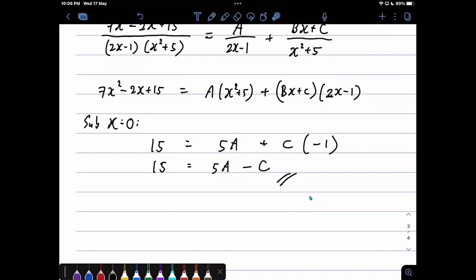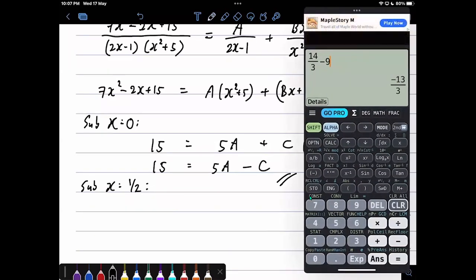Can we solve for A? Can we solve for C? Not yet. No. So we need another equation, right? That can help us. So how about we sub x equal to half. Okay, no choice, I cannot avoid it already. So let's just do it.